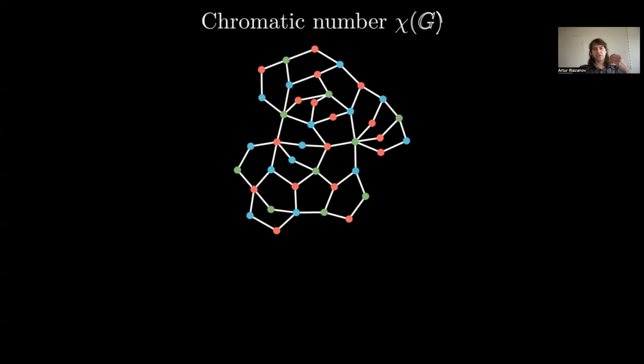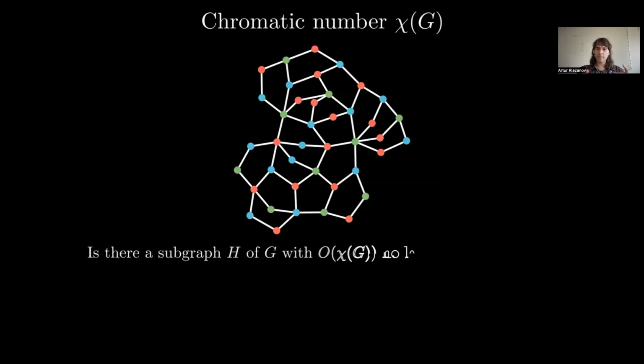So for example, you have a graph with some chromatic number. Chromatic number is the smallest number of colors you need to use to color the nodes such that no edge connects two nodes of the same color. So what does it mean to condense it? I will think about it like this: can you find a subgraph with the number of nodes depending on the chromatic number such that it still has the original chromatic number of the entire graph?